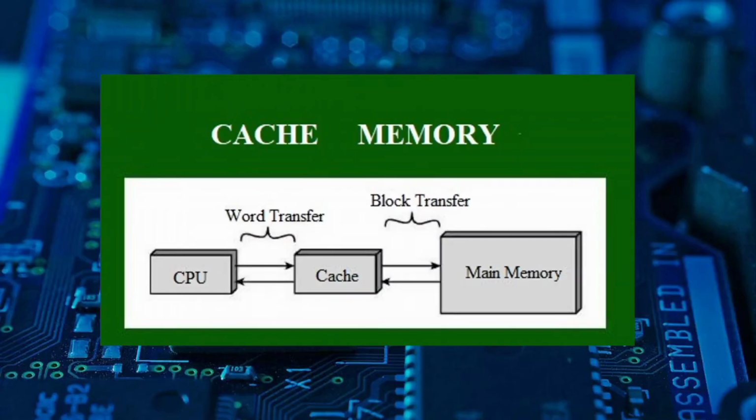So now this is the cache memory. As you can see right here, we can see the CPU, the cache, and the memory. If you transfer the data from CPU to cache, it is called a word transfer, and if it is from cache to main memory, it is called a block transfer. As you can see, the arrows connect the CPU to cache, cache to main memory, and memory to cache and cache to CPU. So this is the flow of this cache memory.